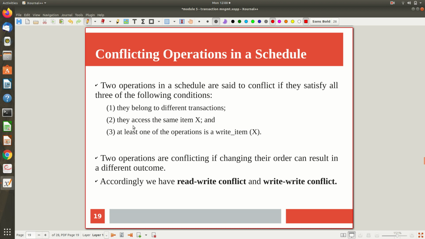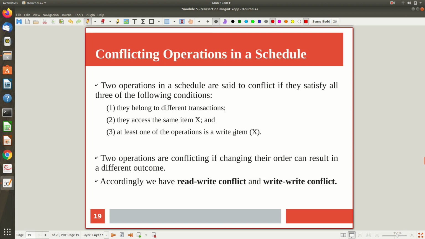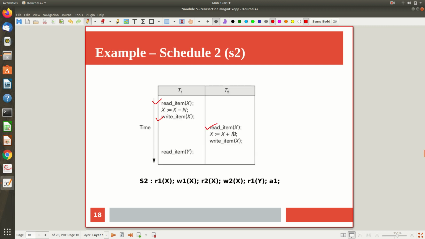The second criterion is that they access the same item x. You have to ensure they access the same item x. And then, at least one of the operations should be a write operation, write x.